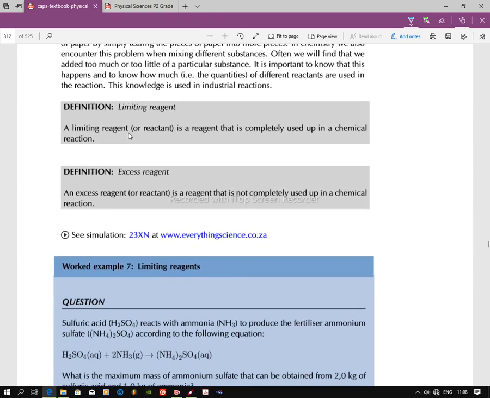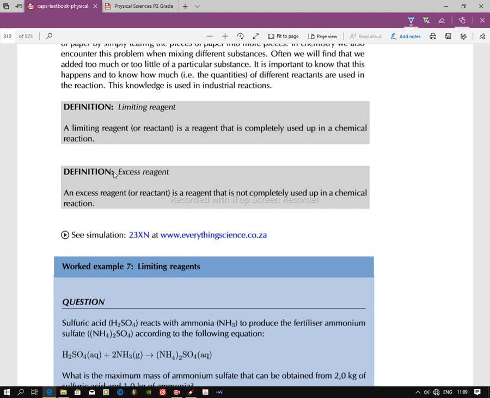Okay, let me just get straight to the definition. A limiting reagent is a reagent that is completely used up in a chemical reaction. So if you like this definition, you can just take it for yourself so that you can write the correct definition on your exam, test, anything.